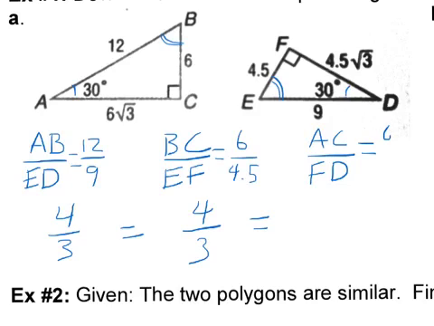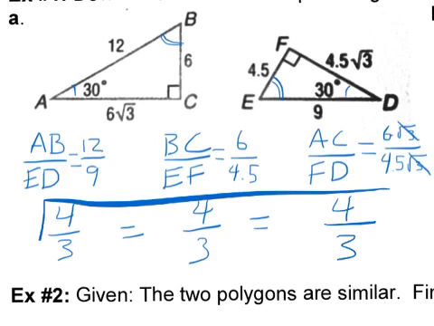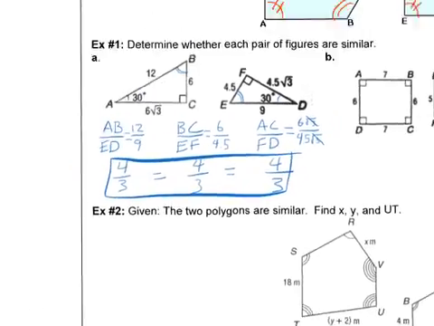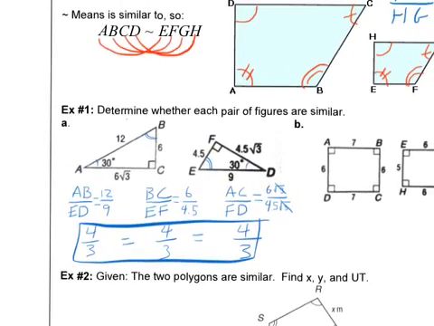AC is 6 rad 3 over 4.5 rad 3. Well, that ratio is obviously the same as this one here because the rad 3's just cancel out, and you're left with 6 over 4.5. So that must be 4 over 3 as well. Since they are equal, we can say, yes, that these are in fact similar. Check mark. Yes, they're similar.